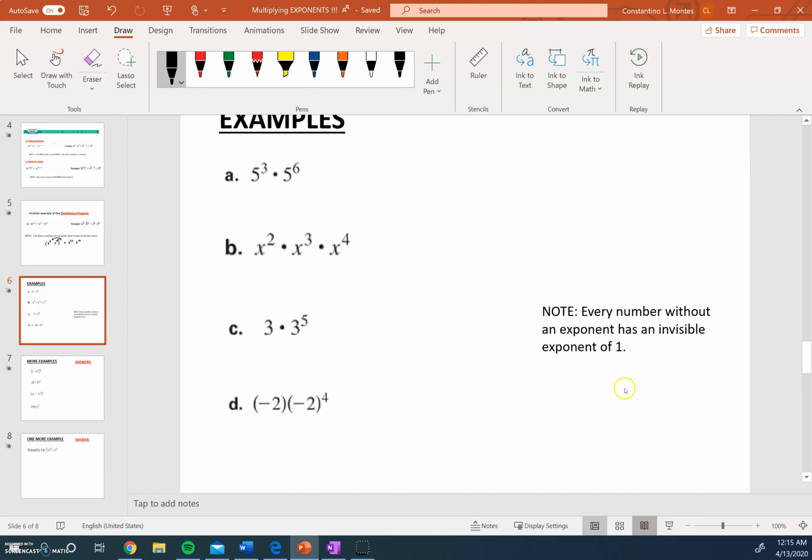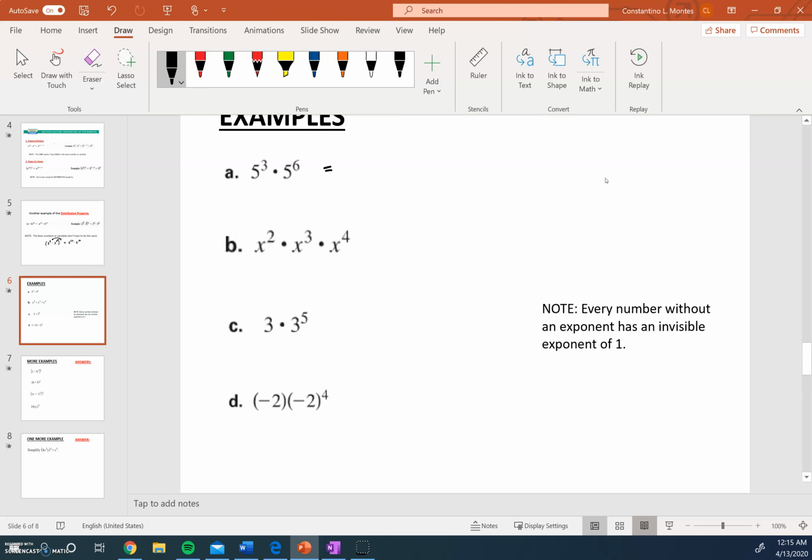We have here 5 to the power of 3 times 5 to the power of 6. So here I can use that first property, which says that I can just add the exponents because I have the same base and I'm multiplying. So I just put down 5, and this will be to the power of 3 plus 6, which is equal to 5 to the power of 9. So I just add those two together.